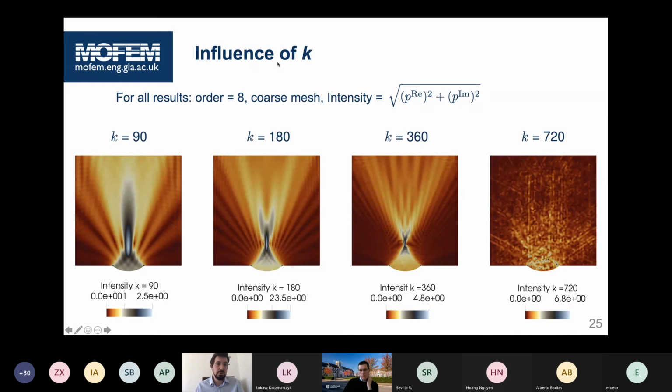Then the influence of the choice of k is investigated. For all these analyses, an order of 8 was chosen for a coarse mesh, and again, intensity is presented here. From left to right, k increases from 90 to 720. As you can see, as k increases, the focal point that is presented here in gray is getting shorter and narrower, and also the various waves that are presented here are getting higher in number. But for the case of k equal to 720, again, we don't get a meaningful solution. This can be improved either by increasing the order or by making the mesh denser.